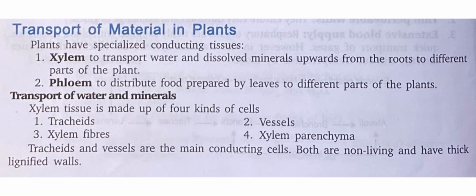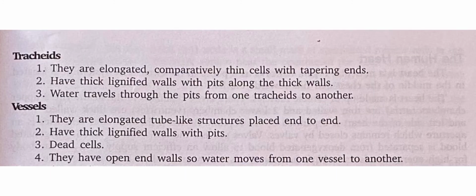Xylem tissue is made up of 4 kinds of cells, that is tracheids, vessels, xylem fibers and xylem parenchyma. Tracheids and vessels are the main conducting cells. Both are non-living and they have thick lignified walls. You have already studied about xylem tissue in 9th standard. Tracheids are elongated, comparatively thin cells with tapering ends. They have thick lignified walls with pits along the thick walls. Water travels through the pits from one tracheid to another.